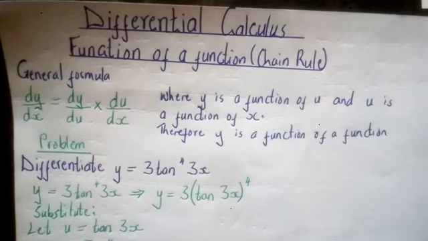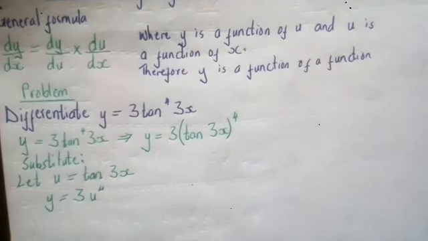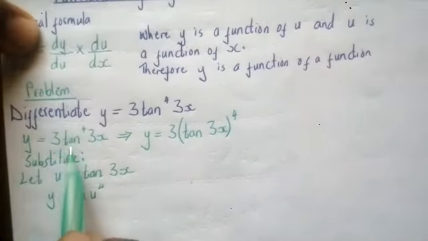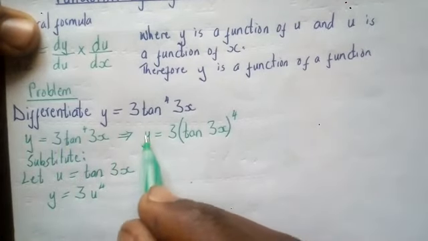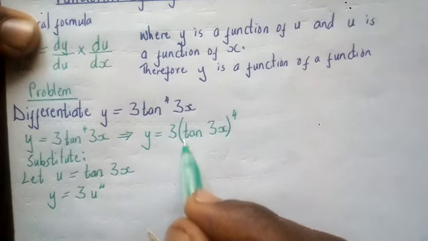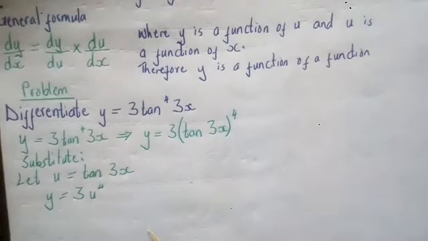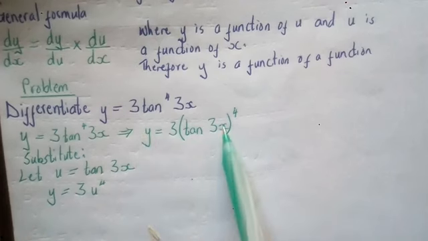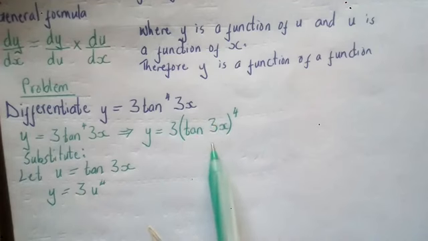So let's move to the problem. Differentiate y is equal to 3 tan to the power 4 of 3x. This is the same as y is equal to 3 into the bracket tan 3x to the power 4. When you see 4 here, it means that the whole of this is powered by 4, not only the tan.